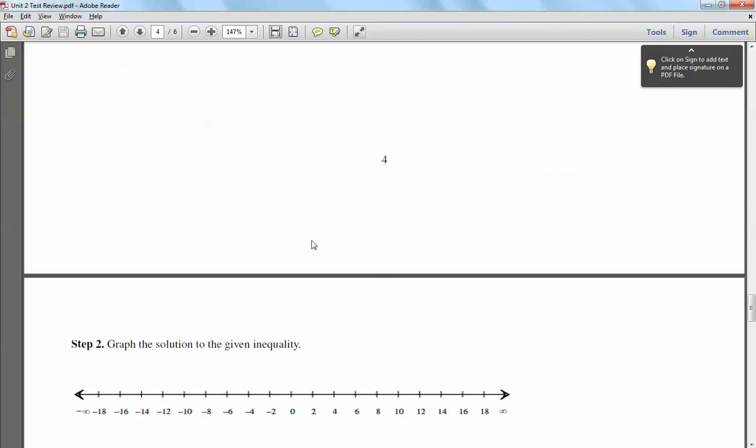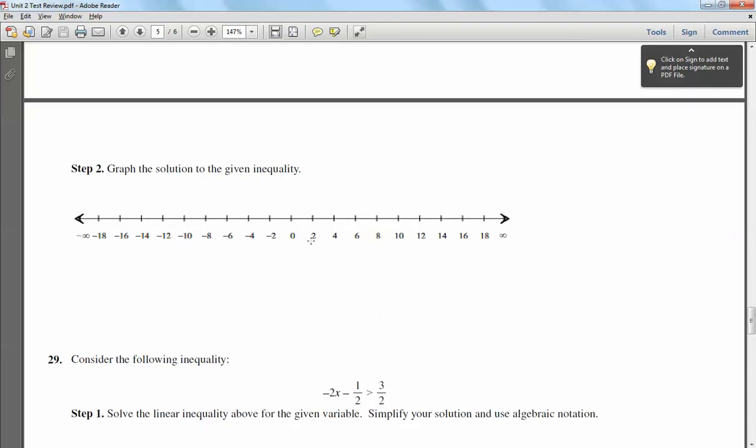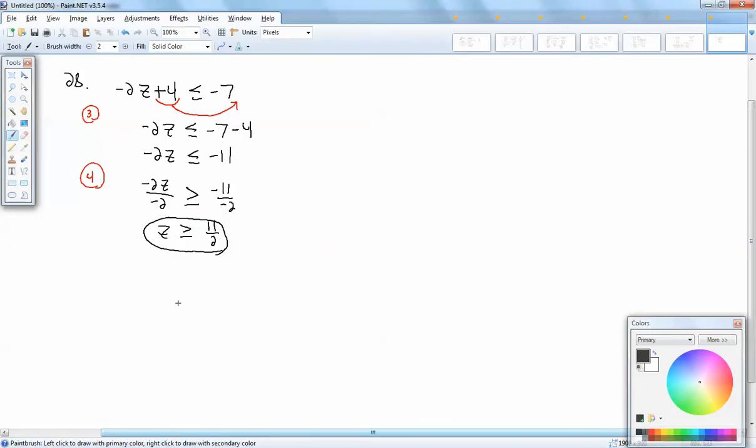Let's see what else they're asking for. Okay, graph it. Well, greater than or equal to 11 halves. We'll have a bracket at 11 halves, and greater than, we shade to the right. So that'd be our graph.